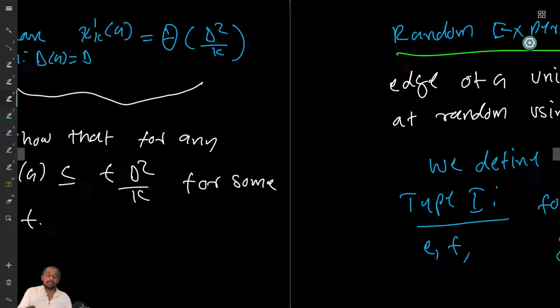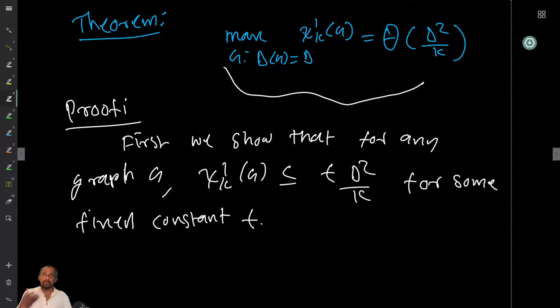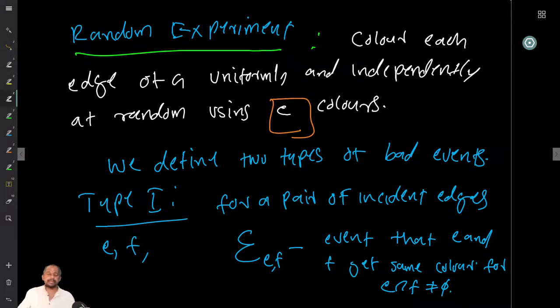So before looking at this, maybe you should think about how you come up with a random experiment, and then what kind of events you want to define. But let me proceed. We want to look at the following random experiment.